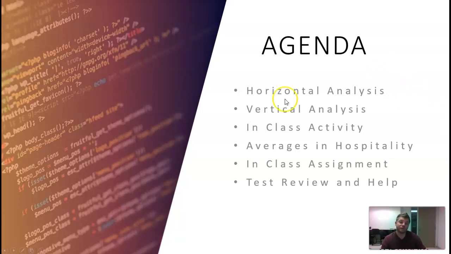So we're going to take a look at horizontal and vertical analysis, as I said here today. And then we're also going to look at some averages in hospitality. I will go over the test as far as some basic questions you might take a look at. The thing about the test is that you will not see any different questions than what you've done in class. So your in-class activities, the format will be exactly the same, although there may be more critical analysis style questions where I ask you to take a look at something and let me know what it means to you, or can you spot a problem?